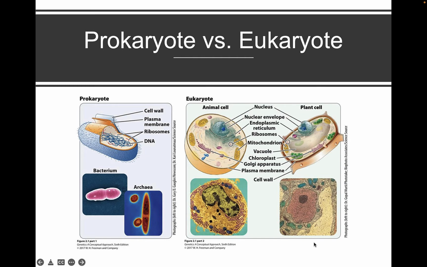A less condensed form of the DNA or chromosomes is called chromatin, and this is where you have the DNA that is interwoven or interacting with histone proteins, but they're not as condensed.